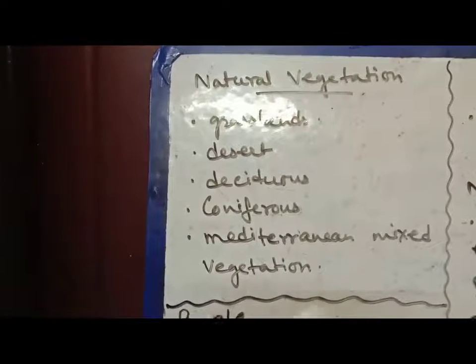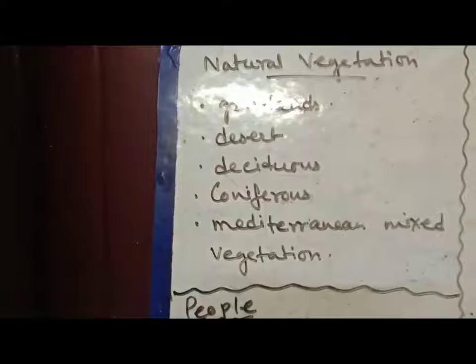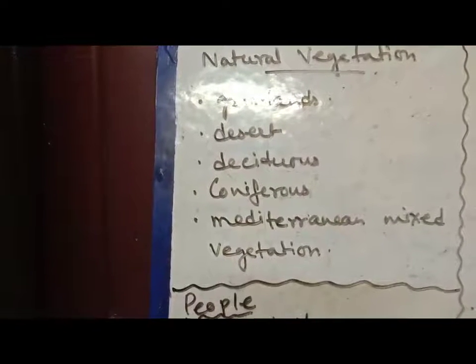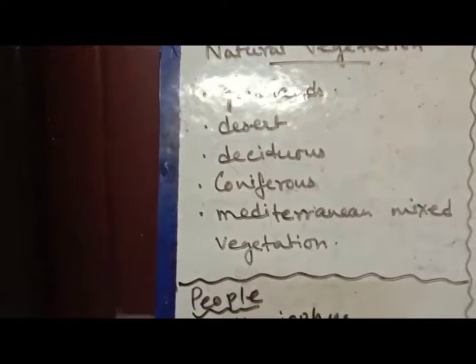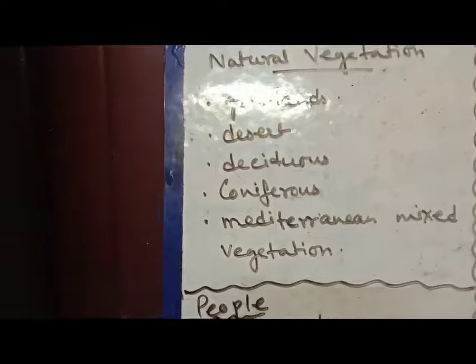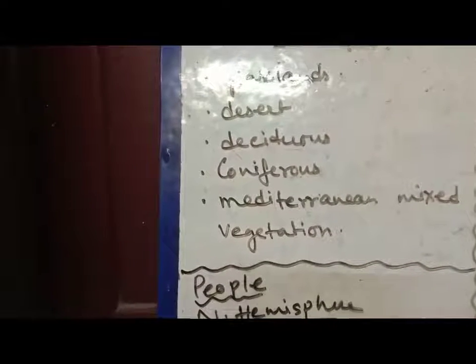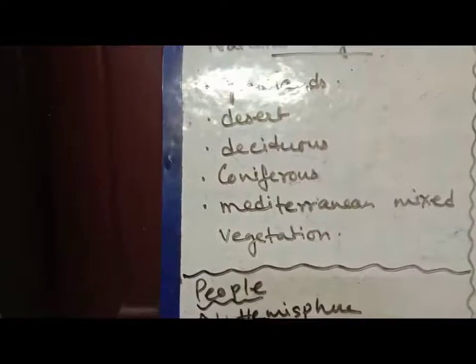Next one is coniferous. Coniferous trees we generally see especially in mountain and hilly regions. These trees are tall, straight, cone-bearing trees with needles, like pine and fir. We get these kinds of trees also in the temperate zone.